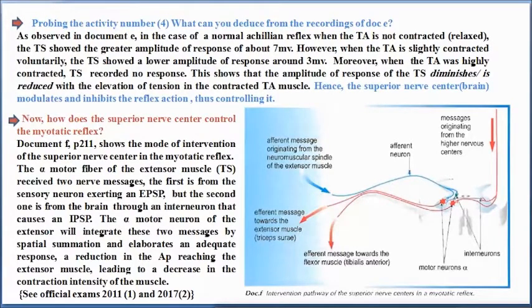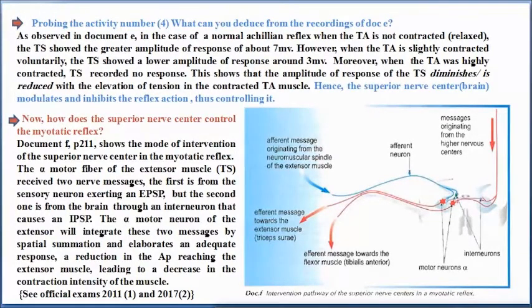Now, in the second case, as you would recall, before I continue, this is why I would remind you of the tracing that we had seen before, where it showed a very high amplitude of electric activity. Now we go to the second case when the TA, the tibialis anterior, was slightly contracted voluntarily, that is, under the action of the brain.